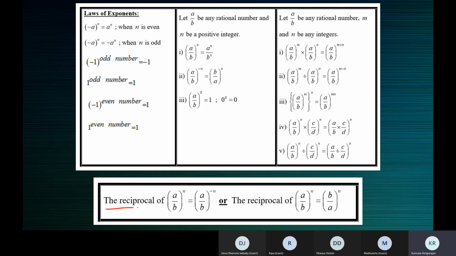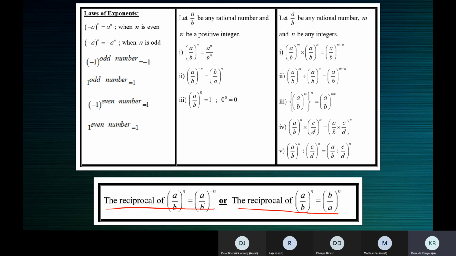The reciprocal of this one is this one. Or you can also write it like this. The reciprocal of this is this. They are not equal. They're reciprocals of each other. So see here, a by b, I have not changed that. I've written it as a by b. But n I've written minus n. So they are reciprocals. If you do only one change.